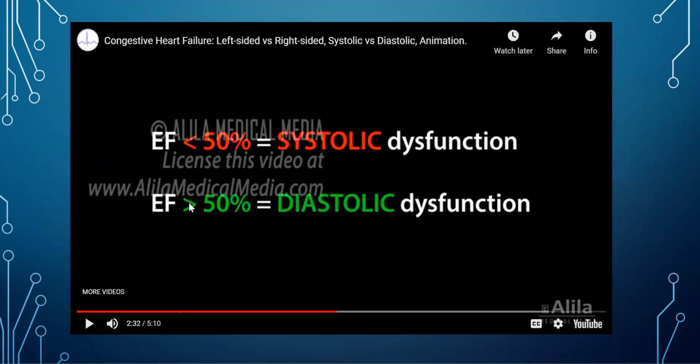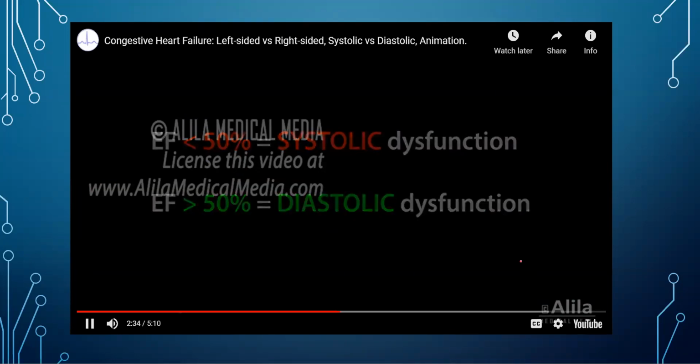So this is very important. In here, they said the normal ejection fraction is 50 to 70, but we will keep it as 45 to 55. Okay. Now, if it is less than 45, that means the patient has systolic heart failure. And if it is more than 45 and the patient still has features of heart failure, that's diastolic heart failure.